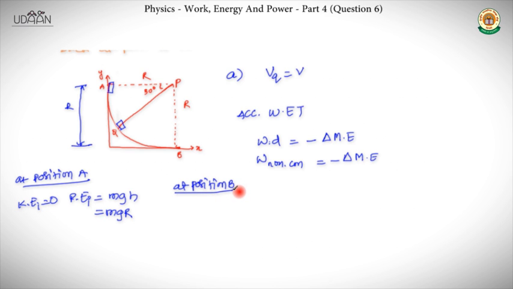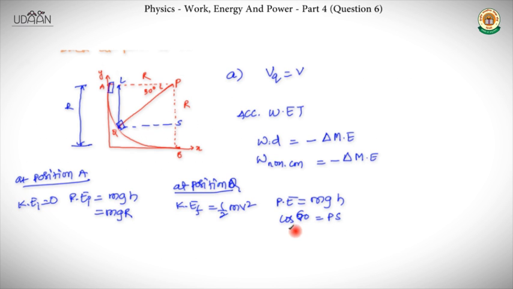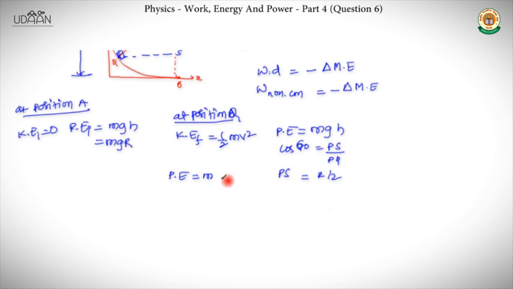At position Q, we assume the velocity is v. So the kinetic energy final is equal to half mv square, and the potential energy is equal to mgh. Let us find the height of Q from the top. Let us name this point as L. In triangle QLP, cos 60 degrees is equal to PS by PQ. Take another point as S. So PS will be equal to R by 2. So LQ will be equal to R by 2. So the final potential energy is equal to mg R by 2.